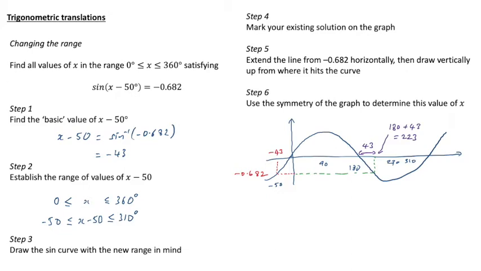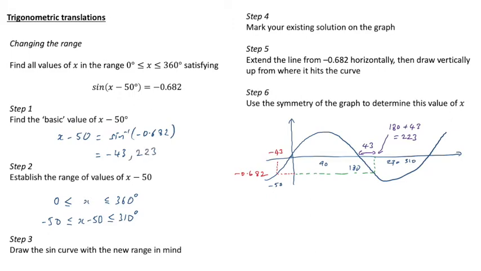Now at this point, you may be wondering why we haven't carried on the green line to hit the curve again. If we did, that would then be 360 on from our original value, because that would be a full circuit of the sine curve, and that would give us minus 43 plus 360, which would then take us outside our range for x minus 50, because 360 plus minus 43 is 317, and that is greater than 310.